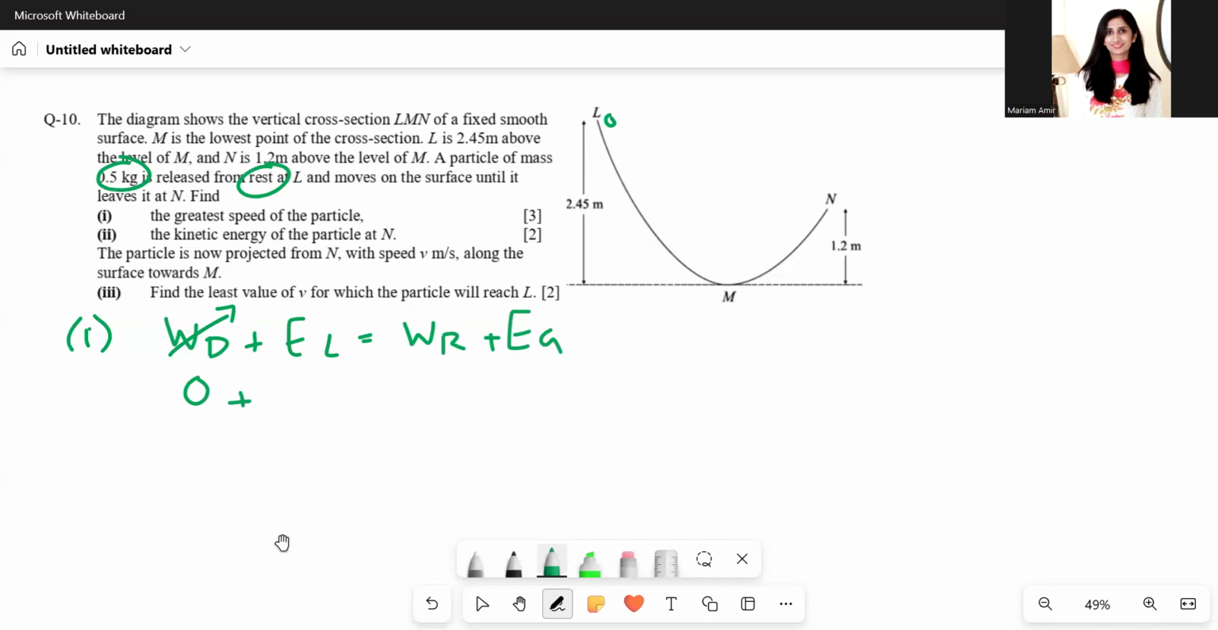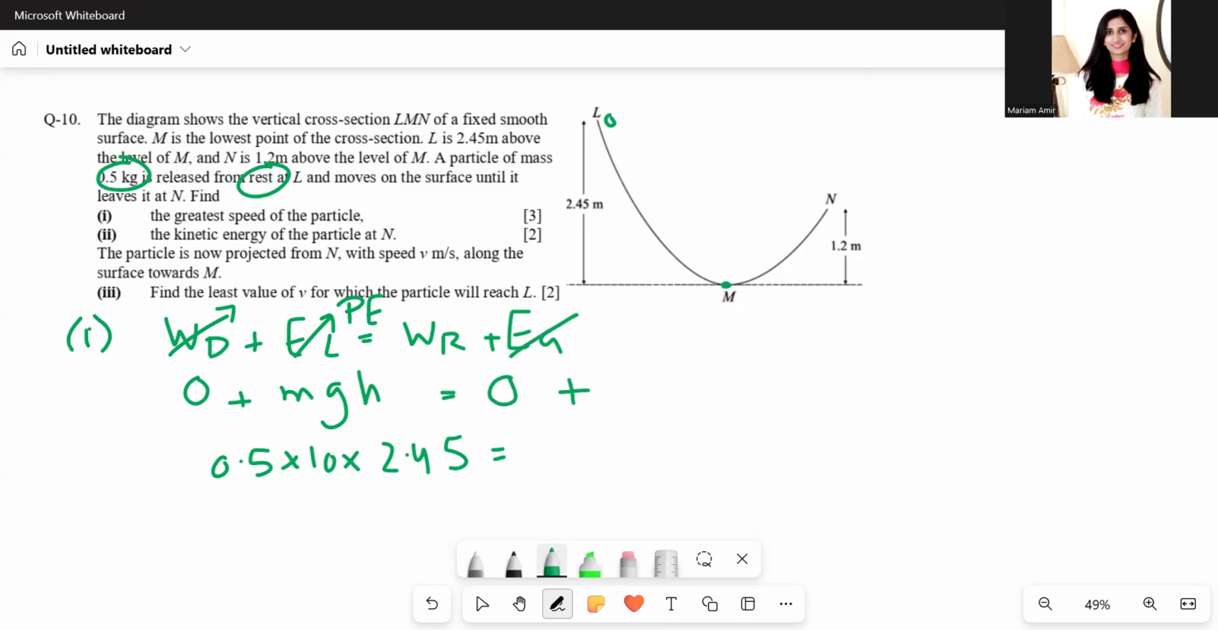Clearly, potential energy is being lost since the height is decreasing. So at M, the loss in potential energy will be mgh. This would be loss in PE. So that would be 0.5 times 10 times height between L and M, 2.45, is equal to work done by resisting force. There is no resisting force mentioned in this question. Again, 0, plus gain in energy, which is gain in kinetic energy because it started from speed 0 and we need to find the speed at M.